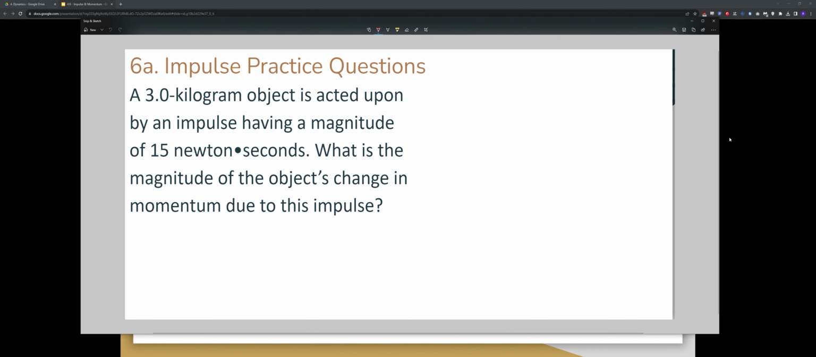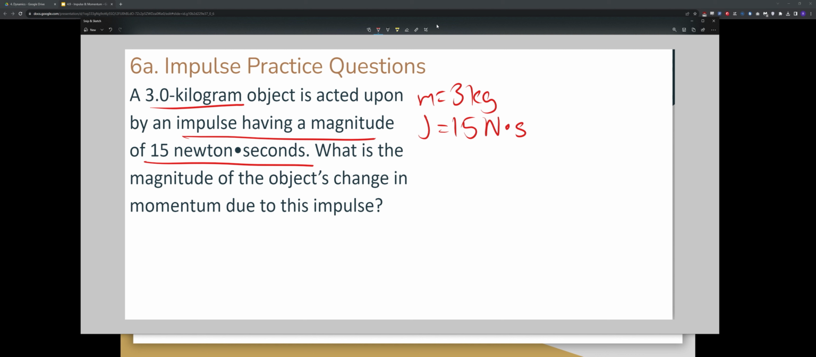Again, feel free to pause the video if you want to try and solve this yourself. I'm just going to go ahead and underline everything that's actually important. And you have an impulse of 15 Newton seconds. That's also the unit, right? Or you can just say kg times meters per second. Because again, J is F, essentially average or net, times t. And so, well, what's force measured in? Newtons. What's time measured in? Seconds. So thus, the unit for impulse is Newton seconds. Or you could just put kg times meters per second. They will get you the same thing.